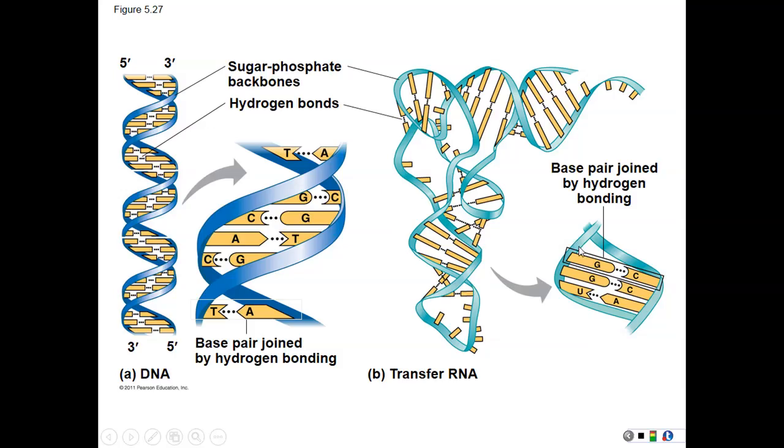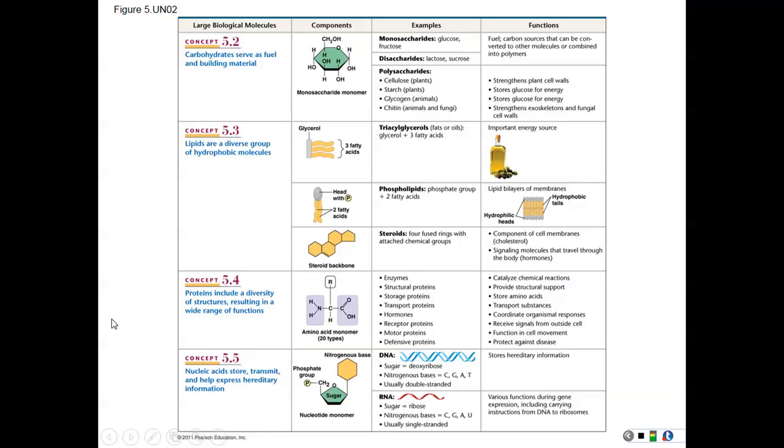We string them together by making polymers. We link them one monomer to another with a phosphodiester bond, and you end up then with structures like this double helix that contain all of that information.